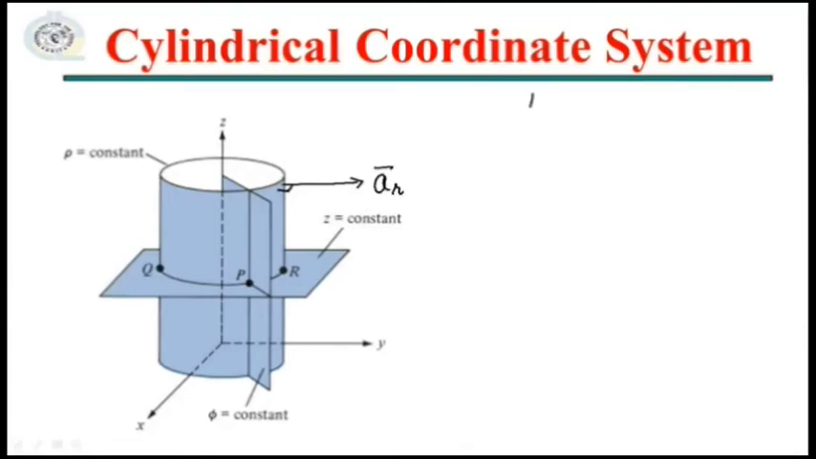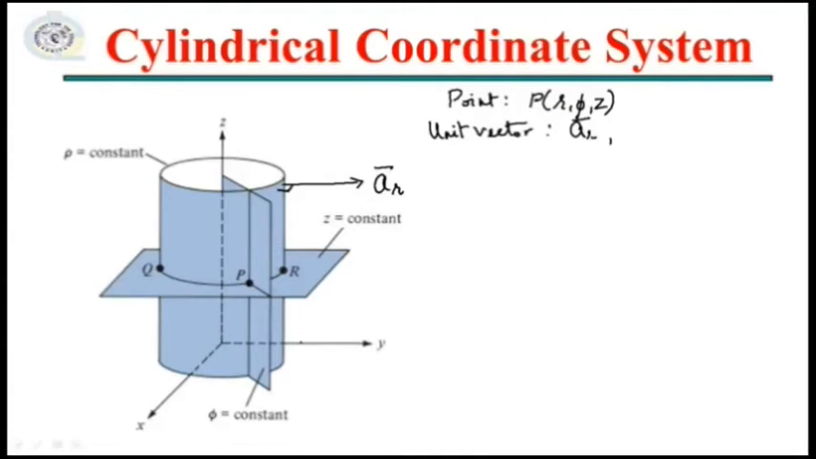Okay, here we have already defined P is defined by r, phi and z. Okay, we know the range. r varies from 0 to infinity, phi varies from 0 to 2 pi, z varies from minus infinity to plus infinity. So, the first unit vector that we have is a_r bar.